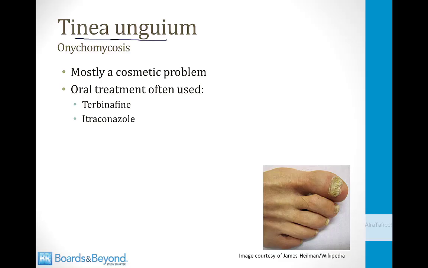The first one is tinea unguium, which is also called onychomycosis. It's a fungal infection of the nails. Usually it's the toenails. This is a picture of it down here. It's mostly a cosmetic problem for obvious reasons. People don't like their toenails looking like this. And it's very difficult to treat topically, so usually oral treatment is used, either with terbinafine or itraconazole. You have to take the medication for several months to clear the infection.